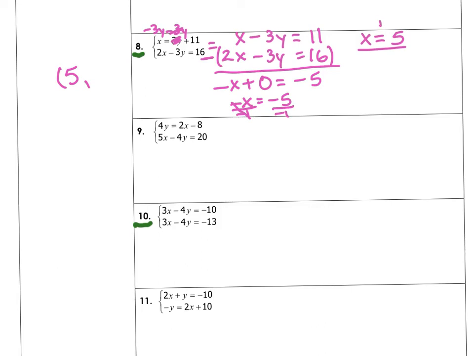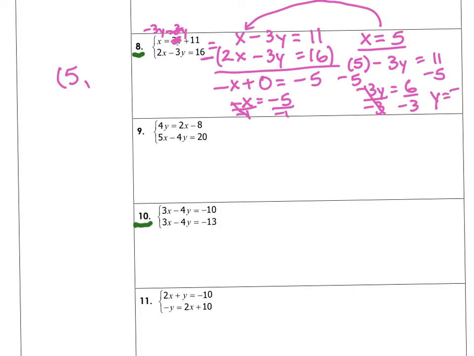And I'm going to take this x equals 5, and I'm going to plug it into this here. So if x equals 5, we're going to have 5 minus 3y equals 11. Now, once again, we're trying to get the y all by itself. So I'm going to subtract 5 from both sides, and I get negative 3y equals 6. 11 minus 5 is 6. And finally, to get y by itself completely, I divide both sides by negative 3. So y is equal to 6 divided by negative 3. That's negative 2. The solution to my system of equations here is 5, negative 2.